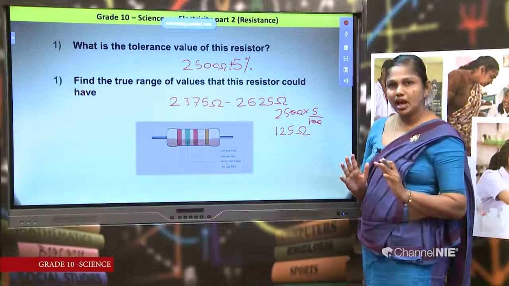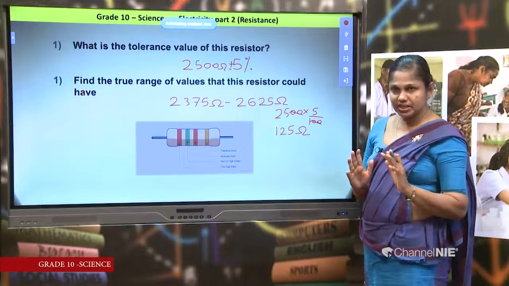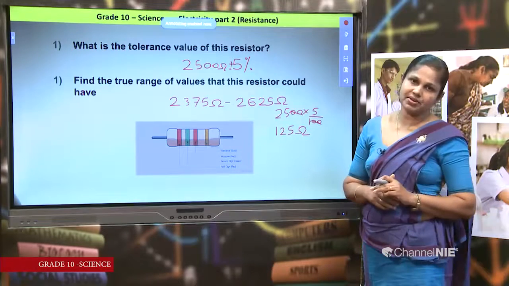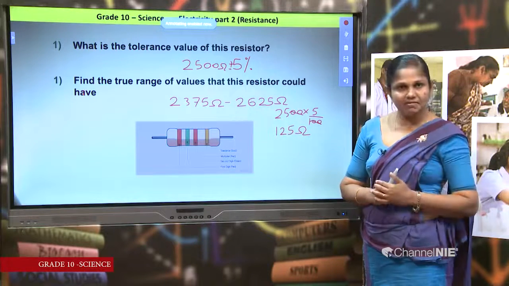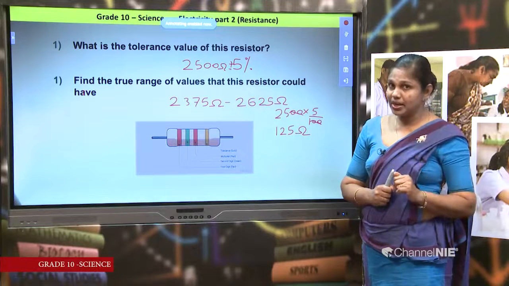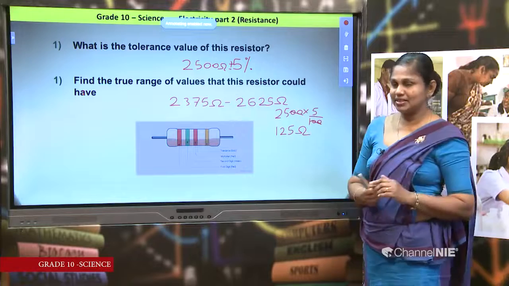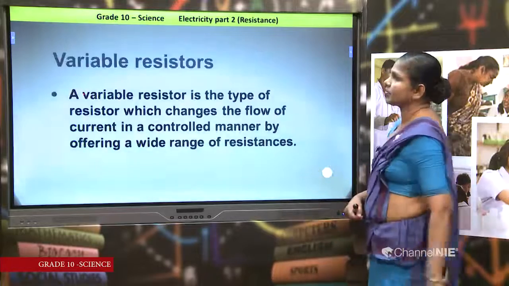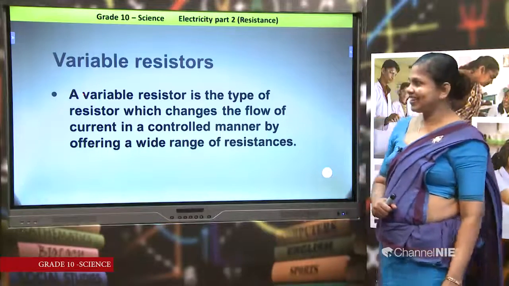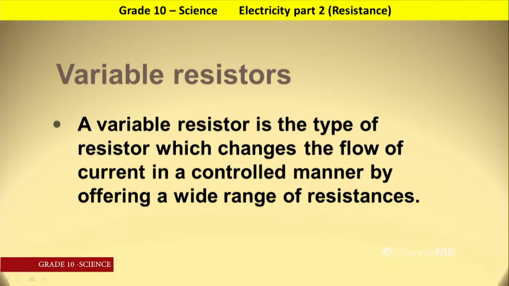Okay, this is how to find the resistance value of a color code resistor. With that, we completed learning about fixed value resistors. Now we are going to learn about some variable resistors. What are variable resistors? A variable resistor is the type of resistor which changes the flow of current in a controlled manner by offering a wide range of resistances.